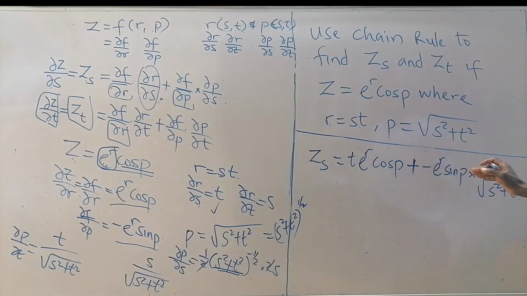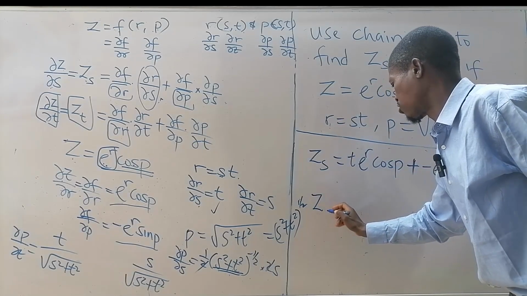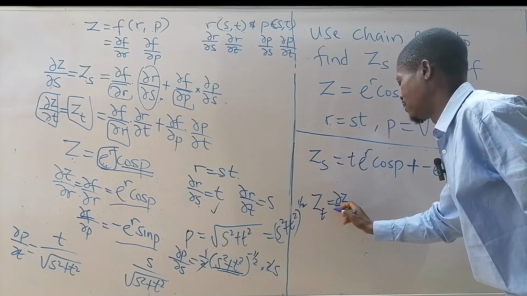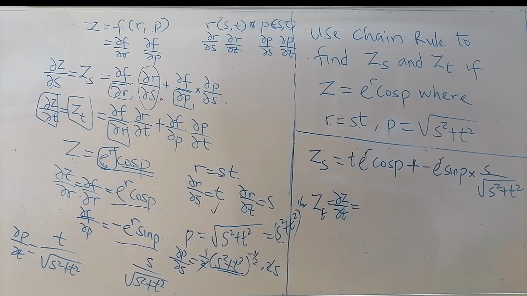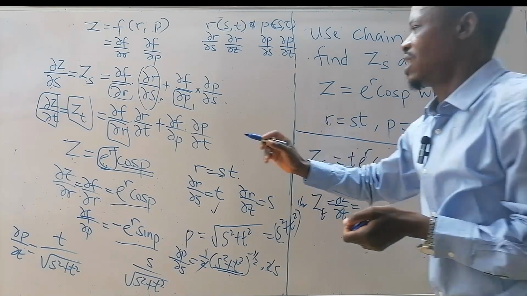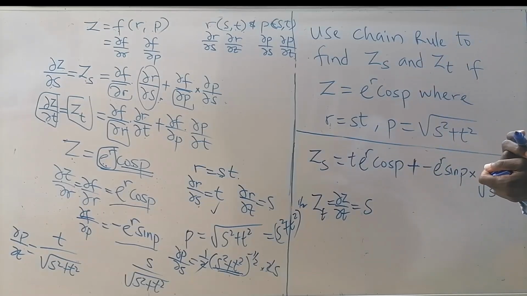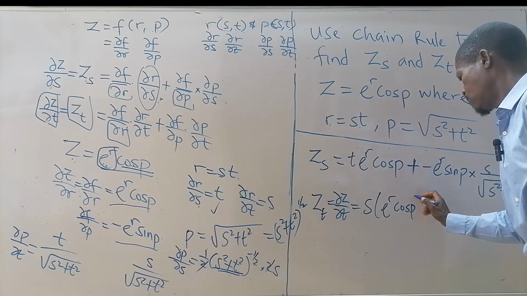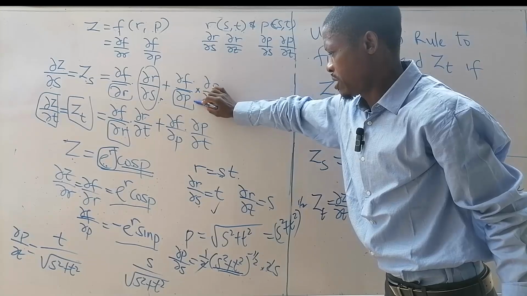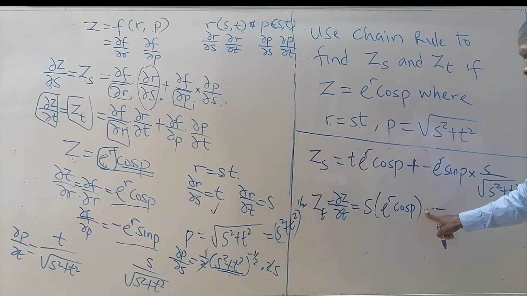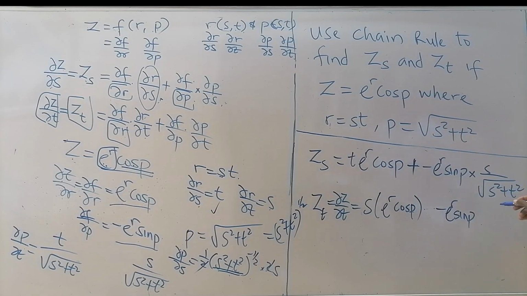So the continuation, the last part of this question, that will be z subscript t, which is the same thing as del z del t. You just need to do the substitutions. That's what we need to do. And that will be equal to del r del t value here, which is this. Then the left del r, then plus the left p, we have minus, so minus will change this one to negative. Times that will be t over this.